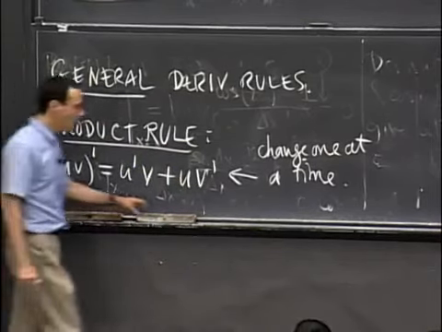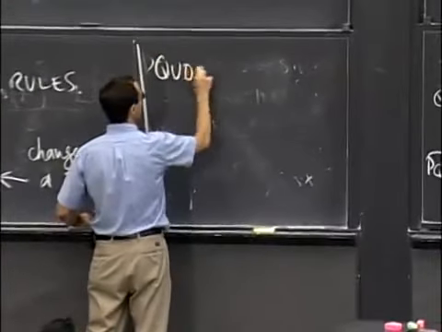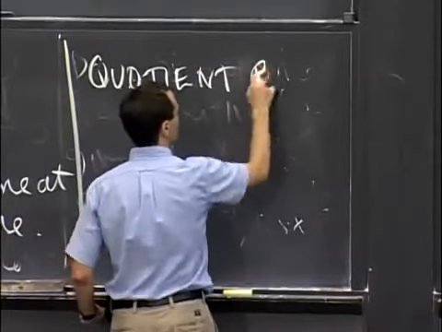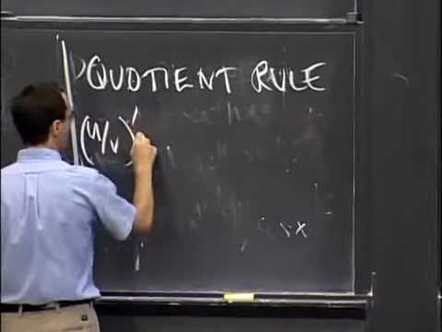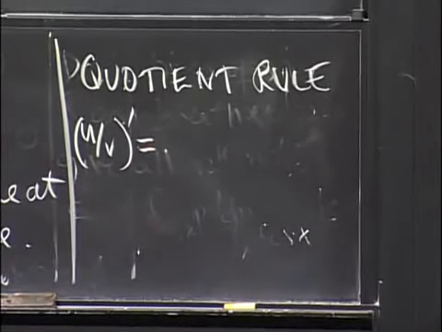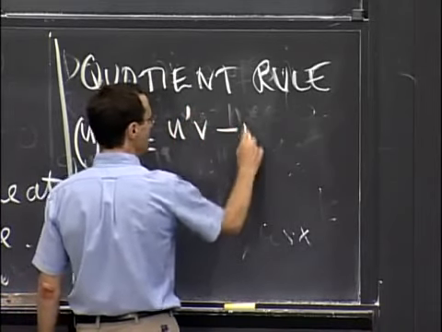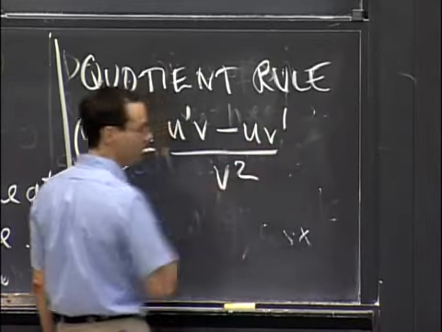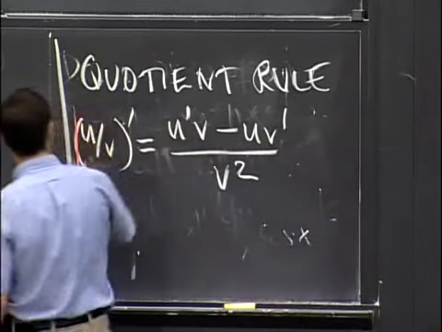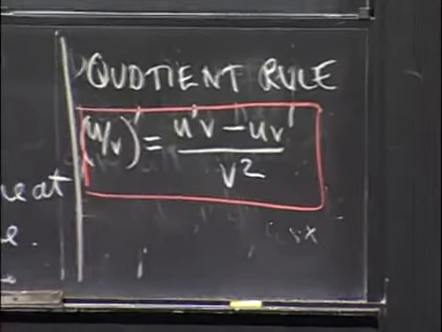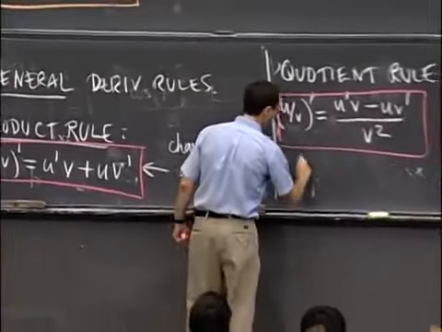The second formula that I wanted to mention is called the quotient rule. And that says the following, that u divided by v, prime, has a formula as well. And the formula is u prime v minus uv prime, divided by v squared. So this is our second formula. Let me just mention, both of them are extremely valuable, and you'll use them all the time. This one, of course, only works when v is not 0.